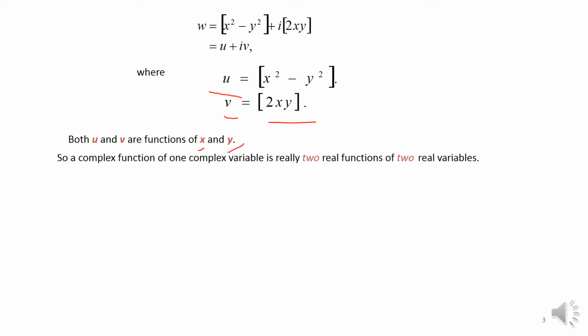So u and v are functions of x and y. And what is x? x is a real variable. What is y? y is a real variable. It means u and v are functions of two real variables. So a complex function of one complex variable, that is z, is really two real functions, that is u and v, of two real variables, that is x and y. So that is the case here, and we can write down w is equal to f(z) is equal to u(x,y) plus i v(x,y).